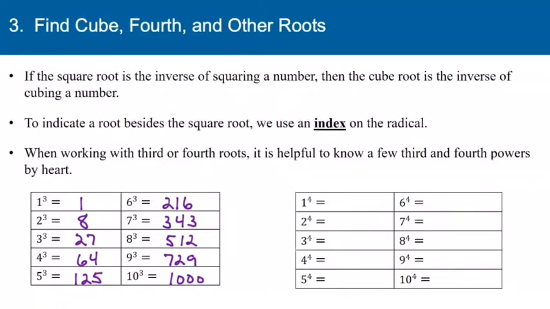The fourth power of 1 is 1. The fourth power of 2 is 16. The fourth power of 3 is 81. The fourth power of 4 is 256. Fourth power of 5 is 625. Fourth power of 6 is 1,296. Fourth power of 7 is 2,401. The fourth power of 8 is 4,096. Fourth power of 9 is 6,561. And the fourth power of 10 is 10,000.